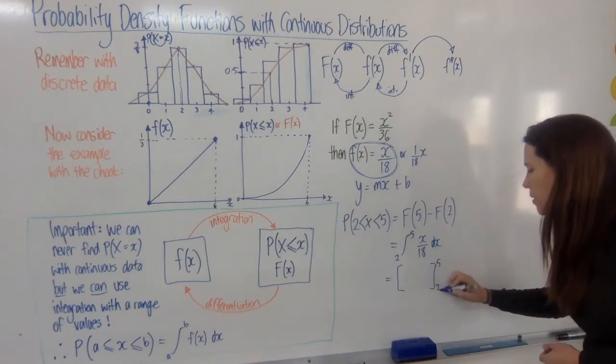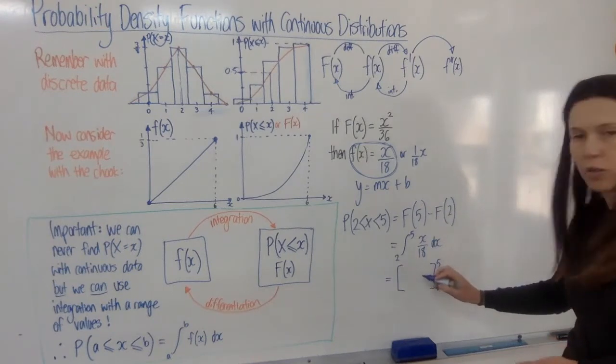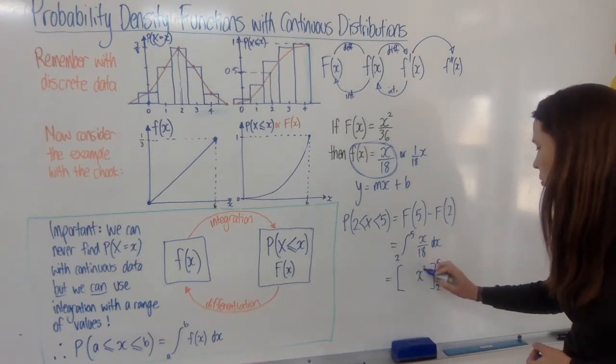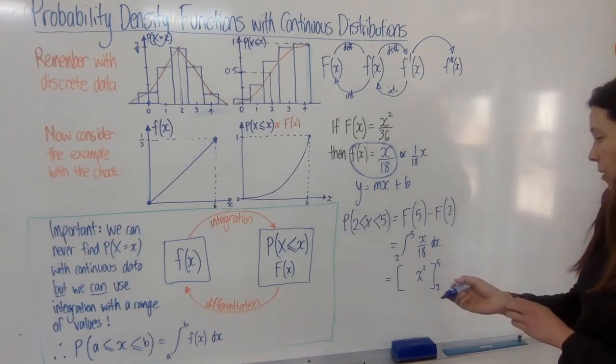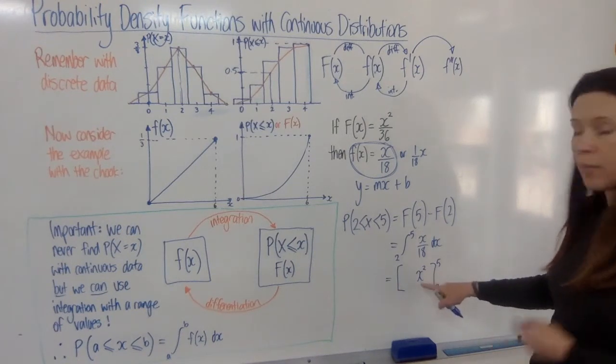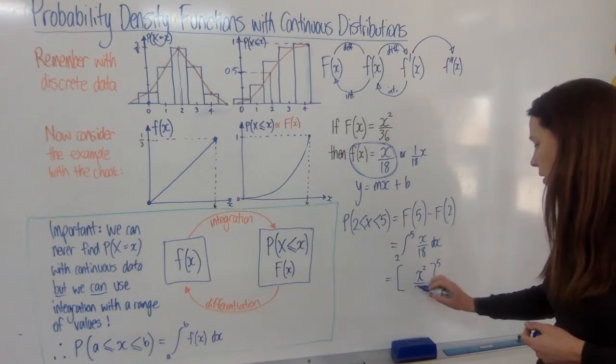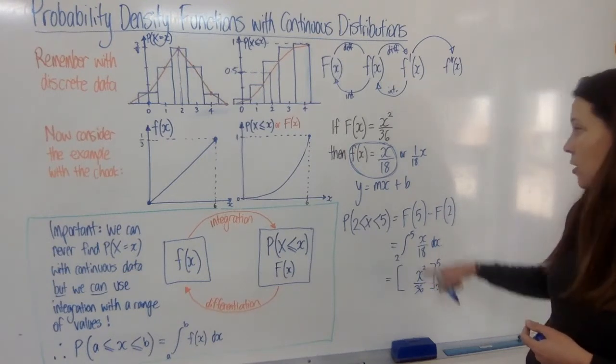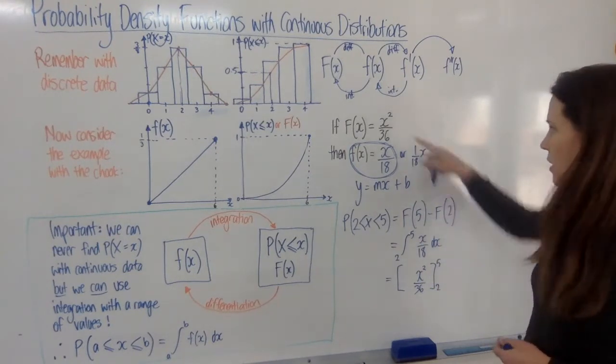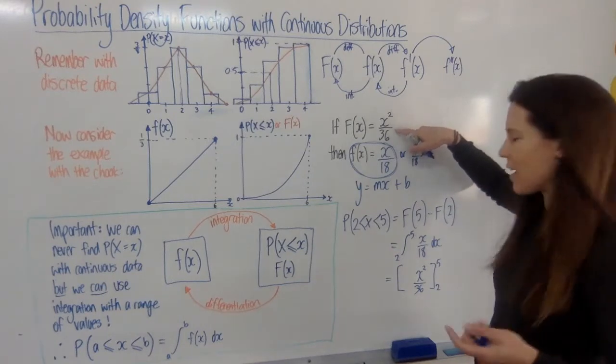But if we've started with this one, then we could just go ahead and integrate it, put it between our bounds. Now if we integrate this, we need to raise x to x squared, 1 power higher. We need to divide by the new power, that's 2, and we also need to keep the constant there. So we have x squared over 36, which lo and behold is the correct integration. I can tell because we already have that.